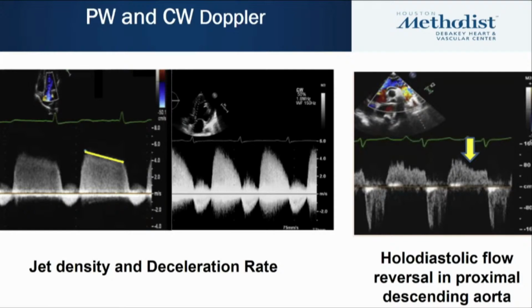So each method you use has limitations. When you're looking at a lesion, that's why you have to incorporate different methods, different parameters, understanding that each one has its own limitations. Holodiastolic flow reversal in the proximal descending aorta is another parameter, but again, it has a lot to do with the arterial compliance. So again, not without its limitations.